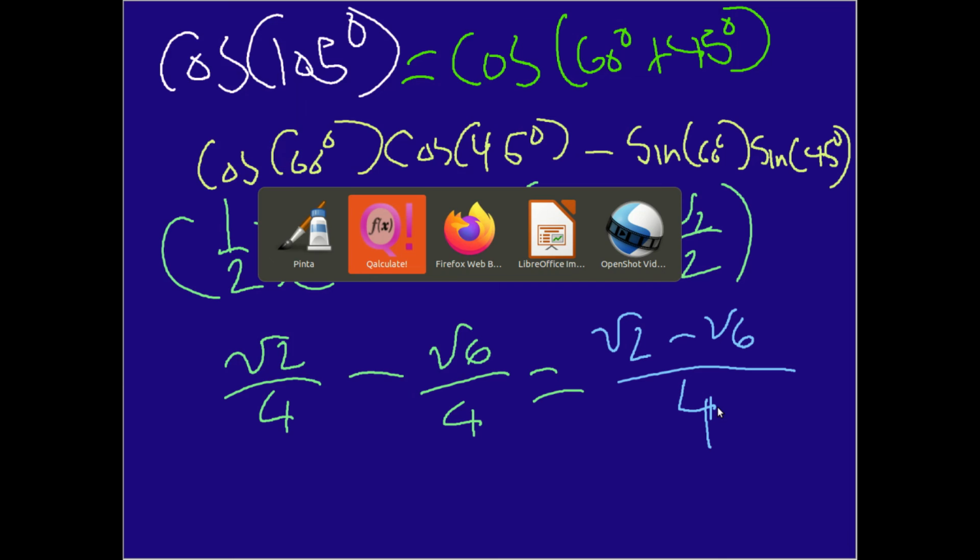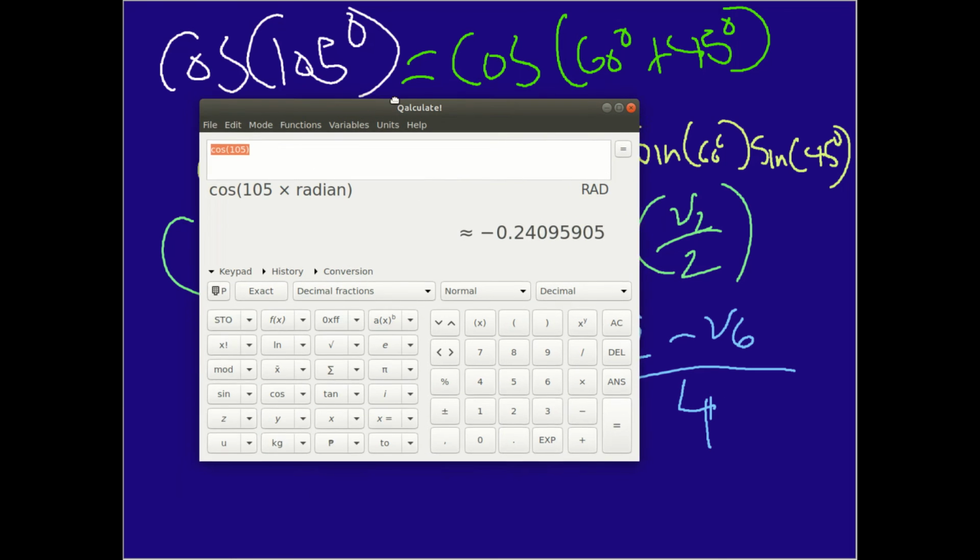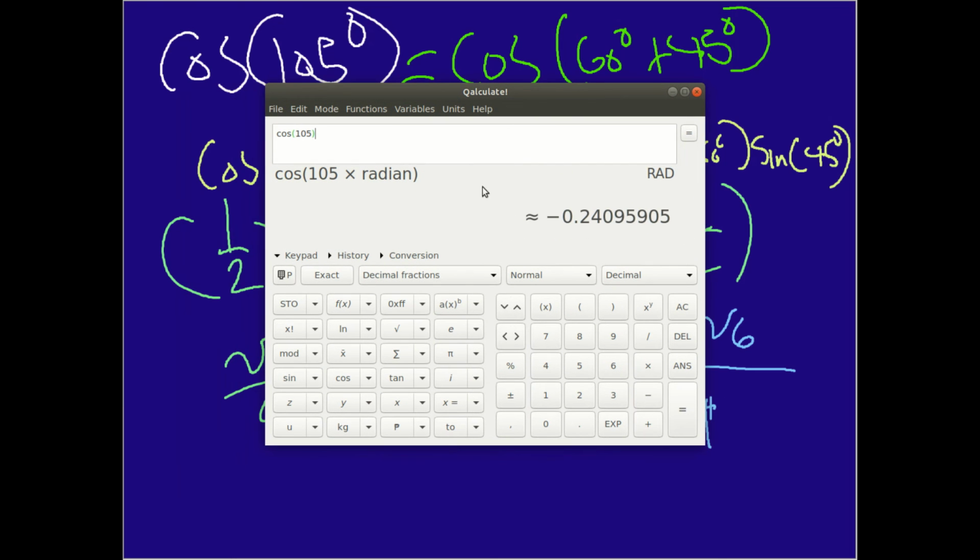Now we can confirm this. I already typed it in. So cosine of 105 degrees is negative 0.24. You can see that. Now, if we take what we just had, square root of 2 minus square root of 6 divided by 4, you can see we get about the same value. Not exactly, there's some rounding going on here, but very, very close.